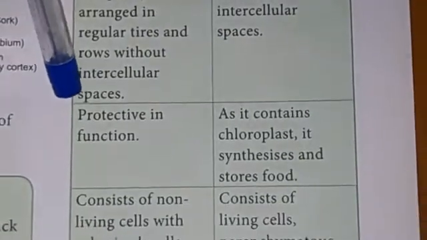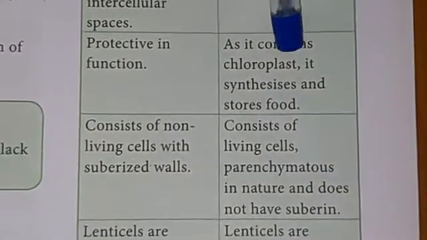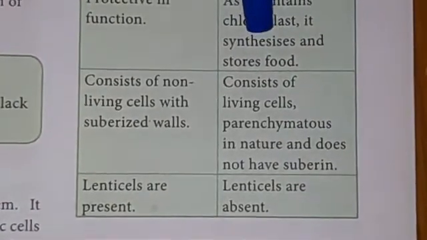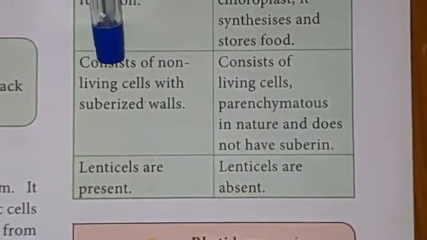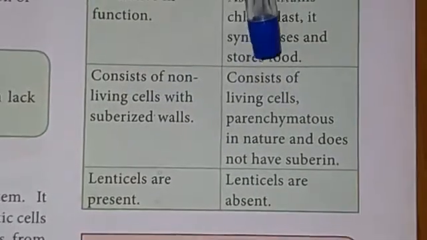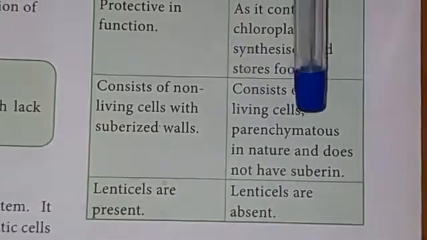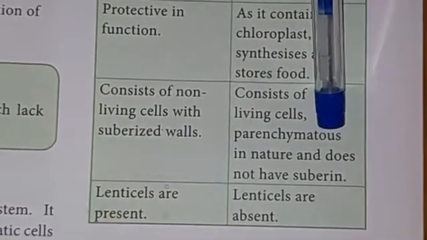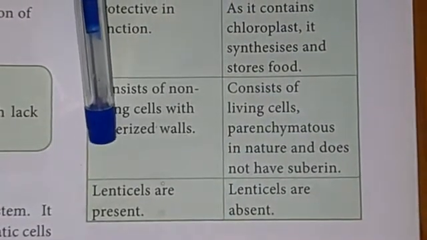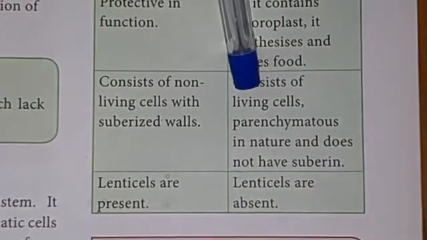Phellem is protective in function. Phelloderm contains chloroplasts, so it is involved in synthesis of food and also storage of food, because it is made up of parenchymatous tissue. The phellem consists of non-living cells with thick cell walls, that is suberized cell walls. The phelloderm consists of living cells, parenchymatous in nature, and does not contain suberin, the thickening material. The cell wall is thin. Phellem contains lenticels, whereas phelloderm lacks lenticels.